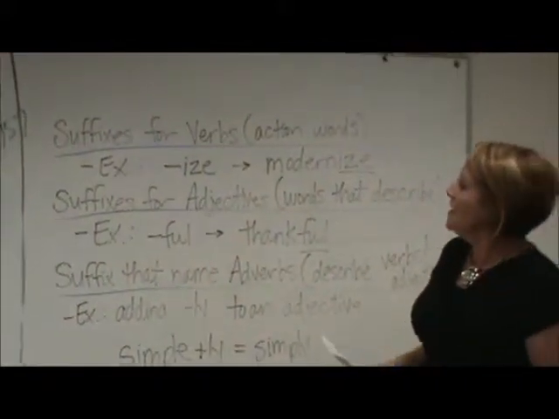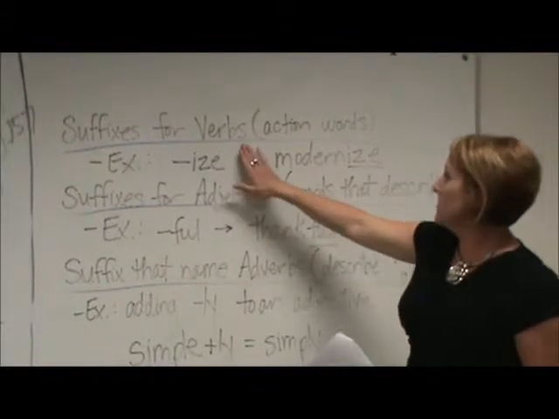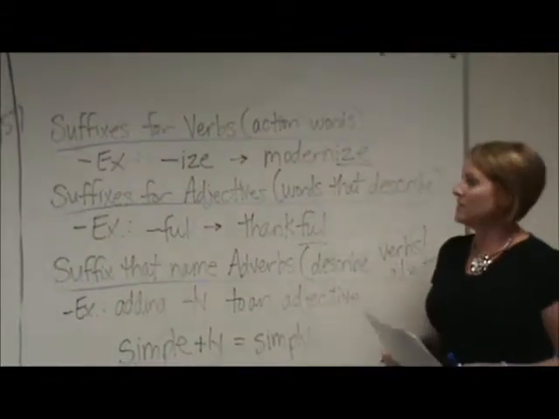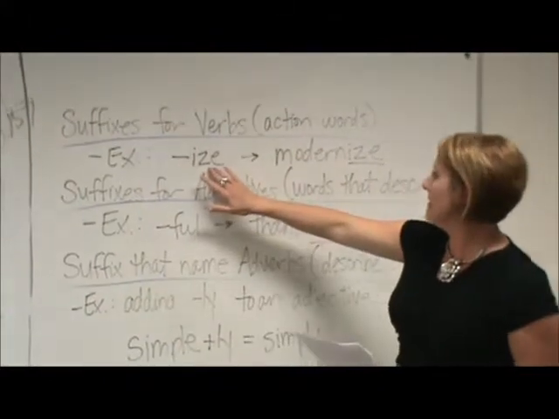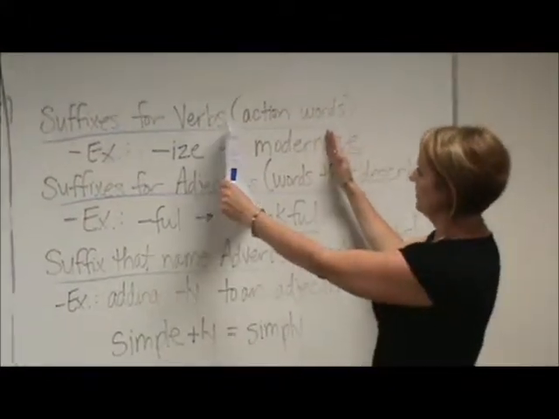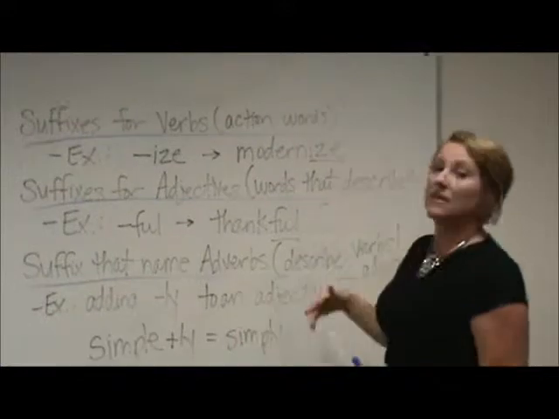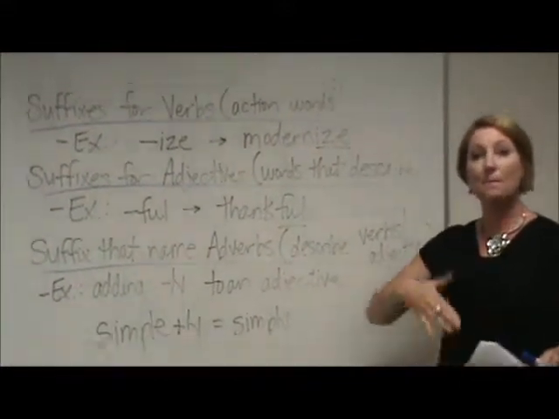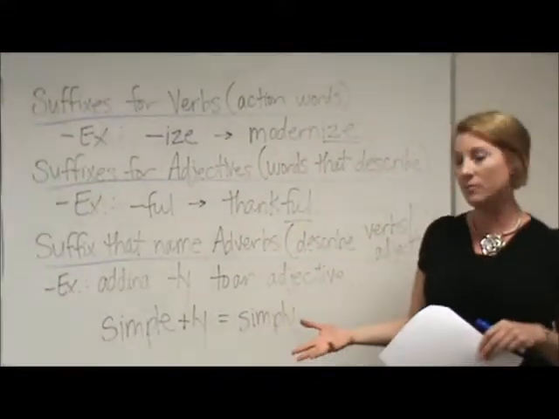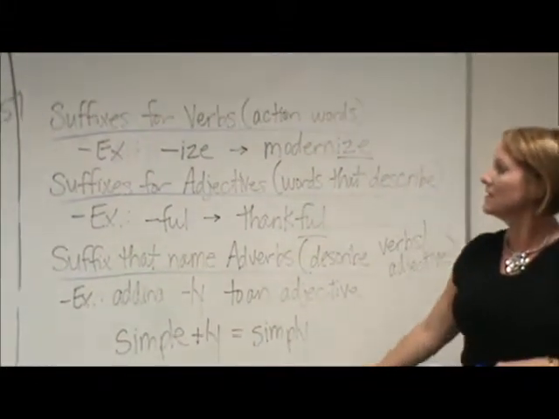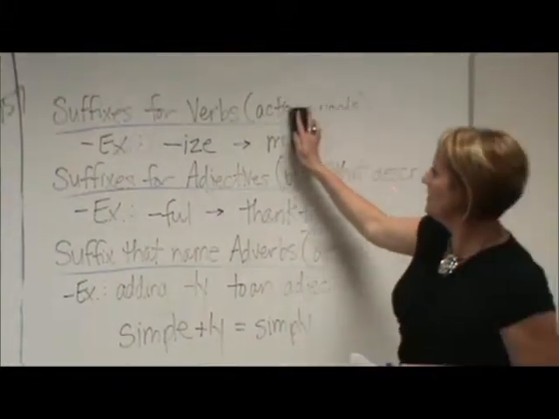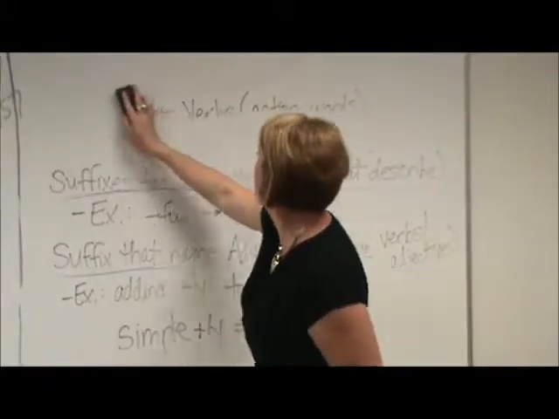Okay. Then there are suffixes for verbs. Okay, remember verbs are action words. So an example of a suffix would be ize. If you take the word modern and add ize to it, it means modernize, and that means to make something modern. So that would be an action word, modernize. All right, I'm going to erase this because I kind of wrote close together.